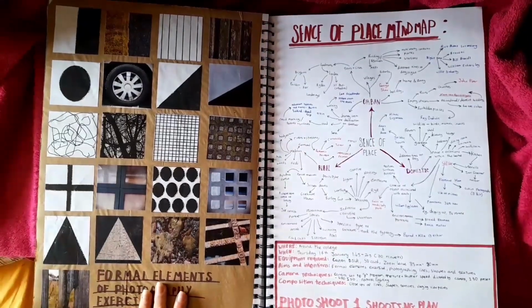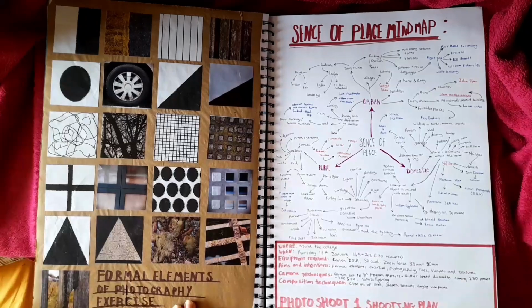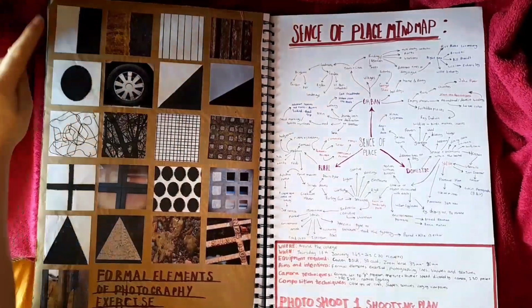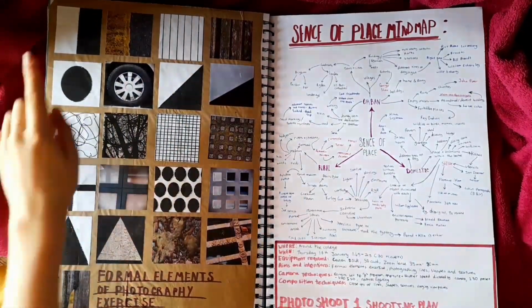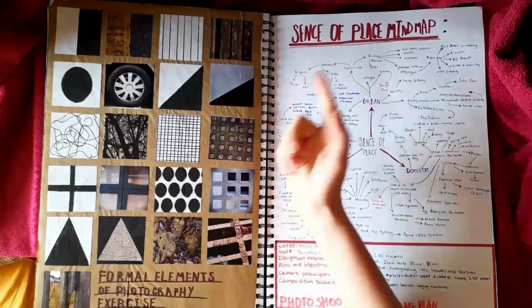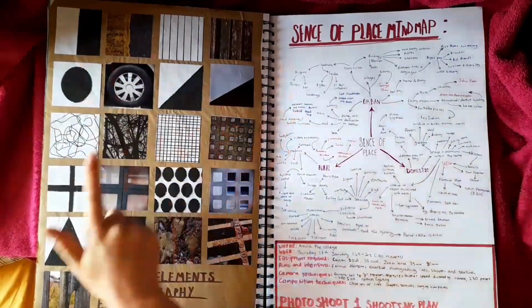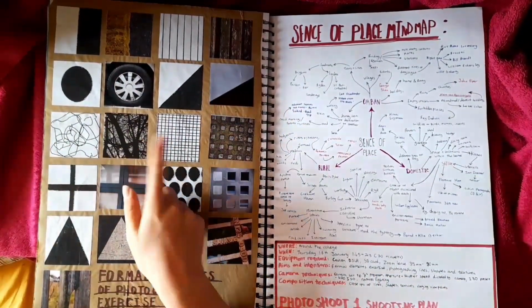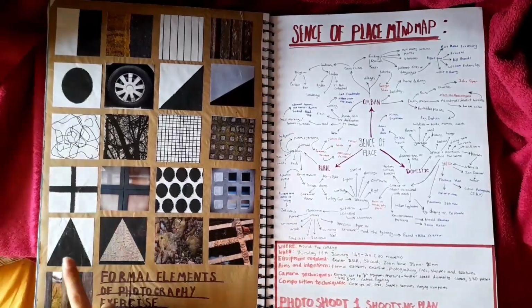So this is the first photo shoot I did. What we had was a little sheet that had all these different shapes on it, and we had to go out and copy the shape. I think I did a pretty good job of this. So here you've got squiggles, and then I've got squiggles, you've got a cross, I've got a cross, a triangle, I've got a triangle.